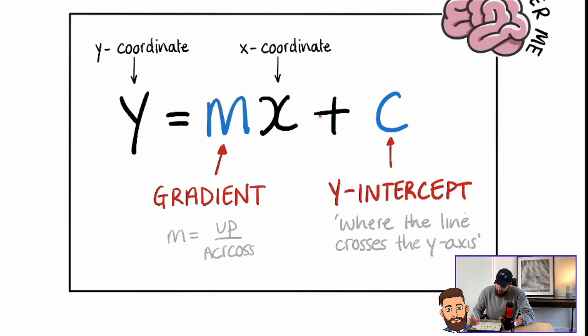And then the plus c on the end is the y-intercept. So that is where the line crosses the y-axis. So if you know that formula well, and you understand what the gradient is, and you can understand what the y-intercept c is, this lesson is very easy. It's just piecing it all together.